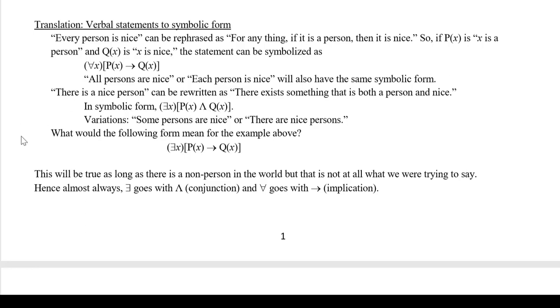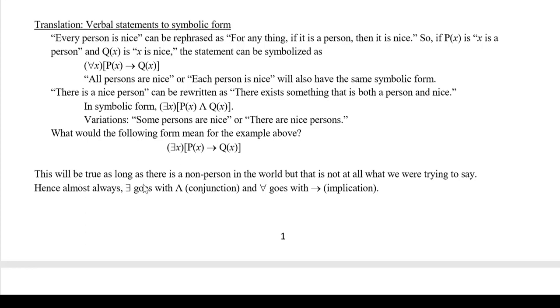And here we have to pay attention. Variations can be "some persons are nice," or "there is a nice person." So what would the following form mean for the example above? There exists x, P of x implies Q of x.